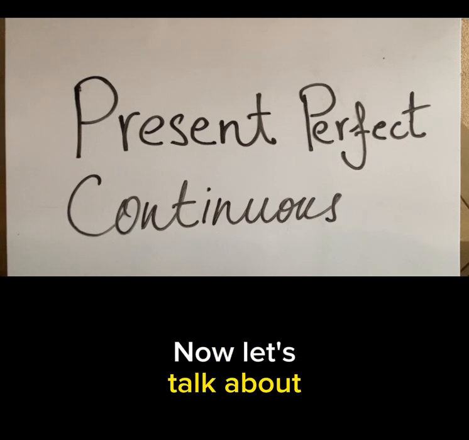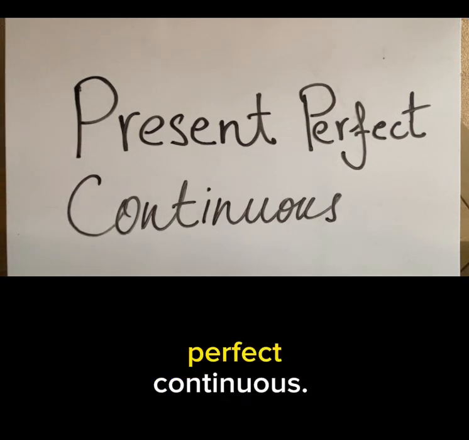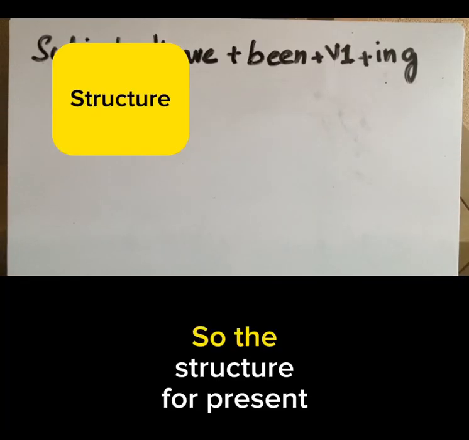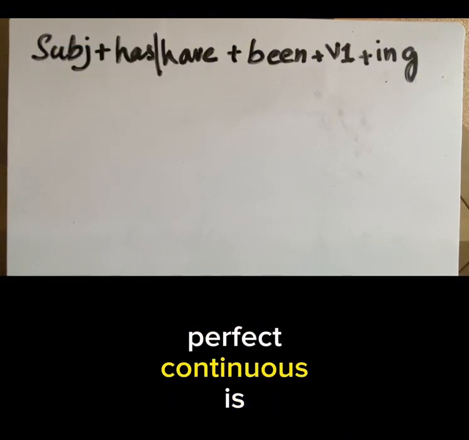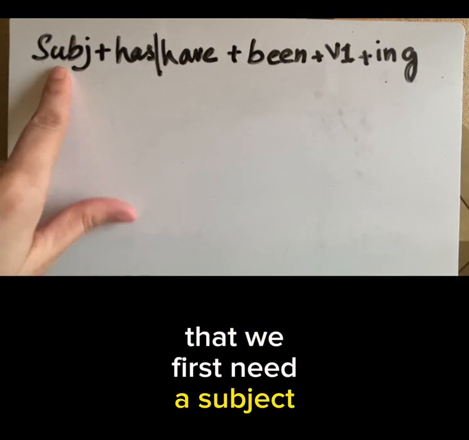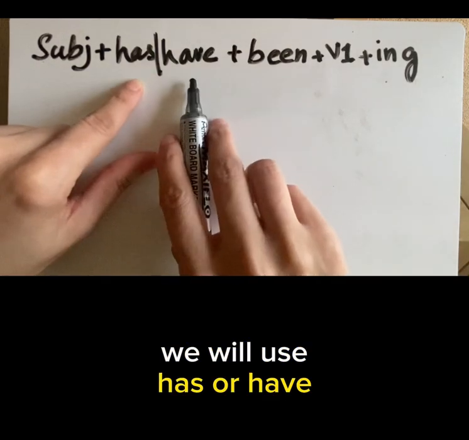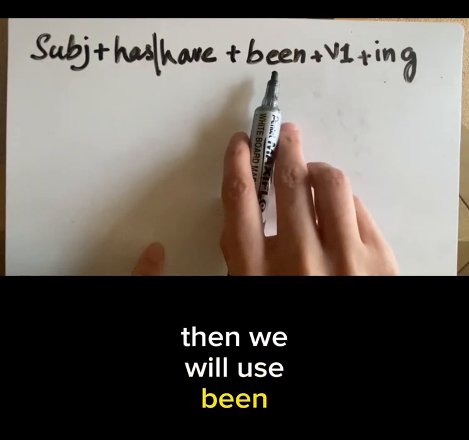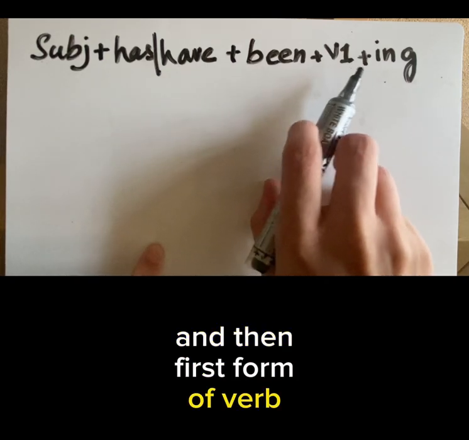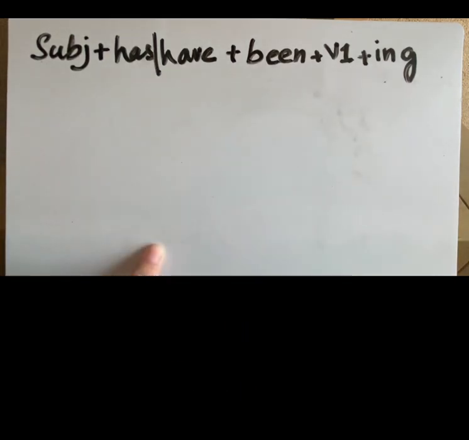Now, let's talk about the structure of present perfect continuous. So the structure for present perfect continuous is that we first need a subject, then according to the subject we will use has or have, then we will use been, and then first form of verb with ing.